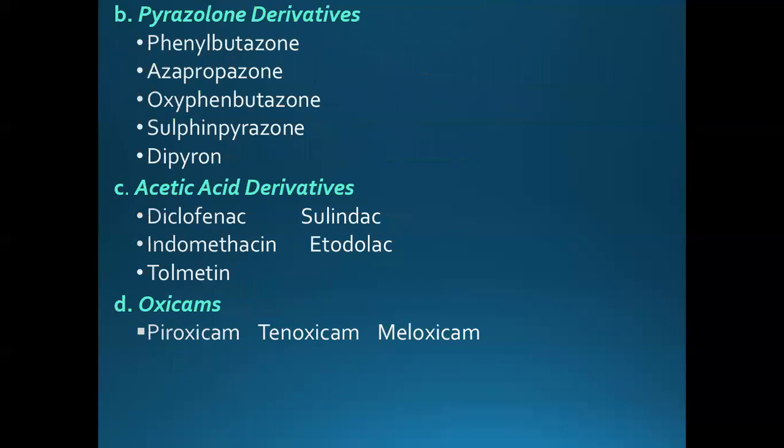Then we have pyrazolone derivatives. Among the pyrazolone derivatives, the commonly used are phenylbutazone, apazone, oxyphenbutazone, sulfinpyrazone, and dipyrone. Then we have acetic acid derivatives. Among the acetic acid derivatives, we have a lot, but the most commonly used among them are diclofenac and indomethacin. Others are sulindac, etodolac, and tolmetin. Oxicams, now these are the newer drugs and we are using them a lot these days. Among them are piroxicam, tenoxicam, and meloxicam.